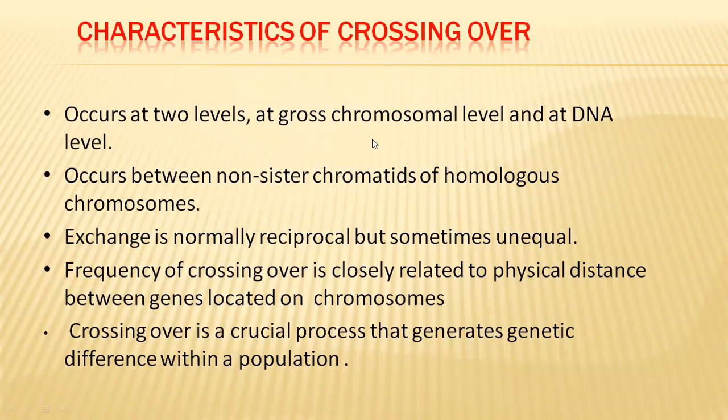And what are the characteristics of crossing over? Let us see. So crossing over occurs at two levels, one at gross chromosome level and at DNA level, and it occurs in between non-sister chromatids of homologous chromosomes only. But not between the sister chromatids. And exchange is normally reciprocal, but sometimes it is unequal also. And frequency of crossing over is closely related to physical distance between the genes located on the chromosomes.